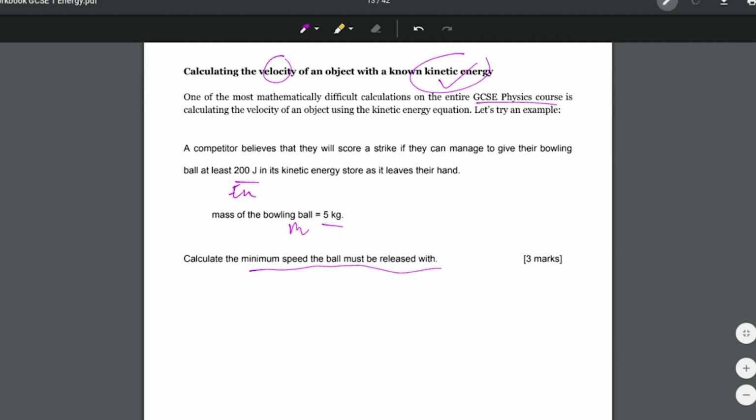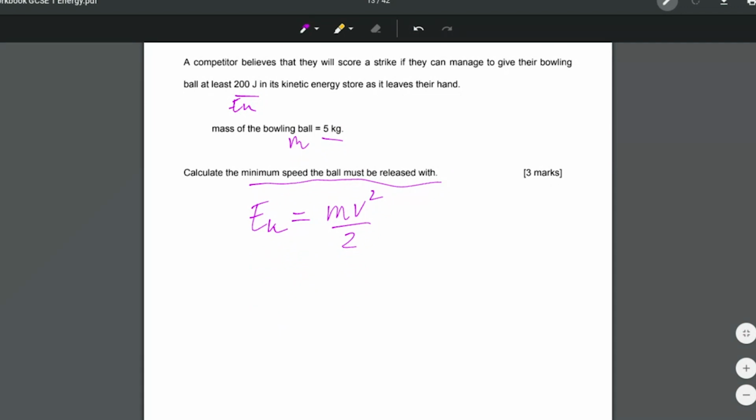What we're going to do, we're going to write out the kinetic energy equation just as we would always do, mv squared over 2. The great thing about physics here is that if you can just learn these equations, you can then easily access all the other parts of the marks. So let's put in our numbers. We know that we've got 200 joules here, so that's our kinetic energy there. The mass is 5, but we don't know the speed, and that's squared divided by 2. So the only thing we don't know in this equation is v squared. So let's have a look at how we would solve this.